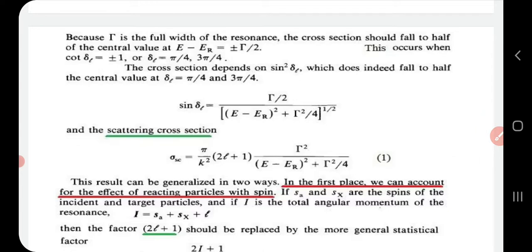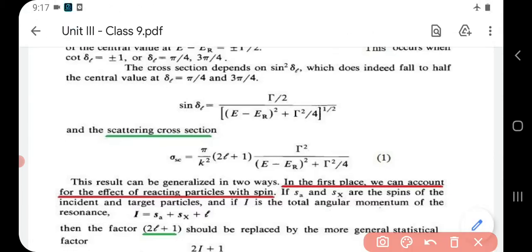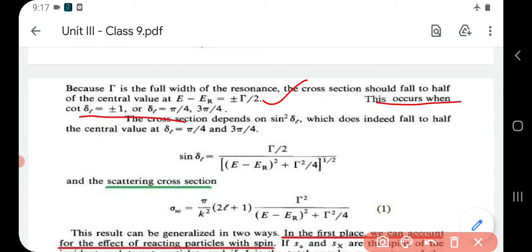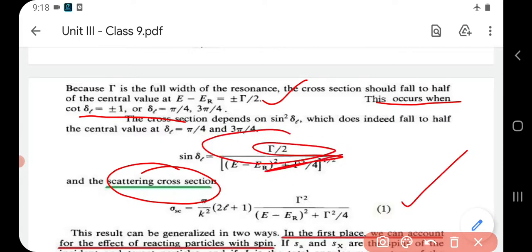Now, since tau is the full width of the resonance, the cross section falls to half of the central value, that is, E minus ER is equal to this one. Okay, so that is enough. No need of mentioning the cos delta values. Then the scattering cross section you can mention by equation 1. No need of writing this equation.